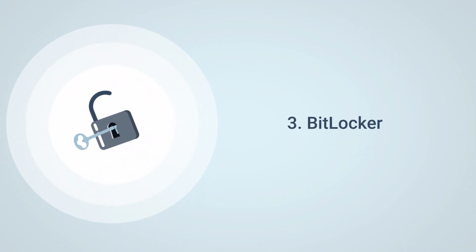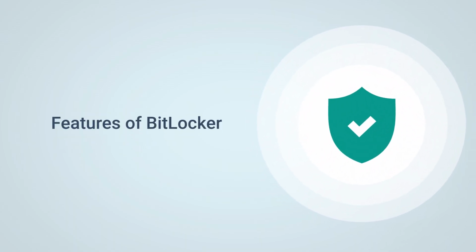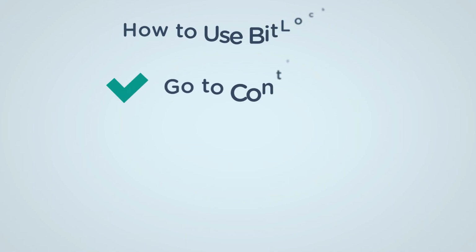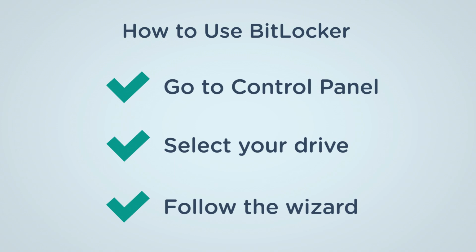BitLocker is a built-in encryption feature for Windows users, providing full disk encryption. It uses AES 128 or AES 256 encryption and is integrated into Windows Professional and Enterprise editions. To enable BitLocker, go to Control Panel, then select your drive and follow the setup wizard.